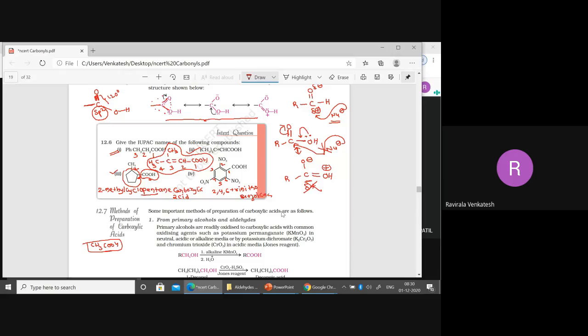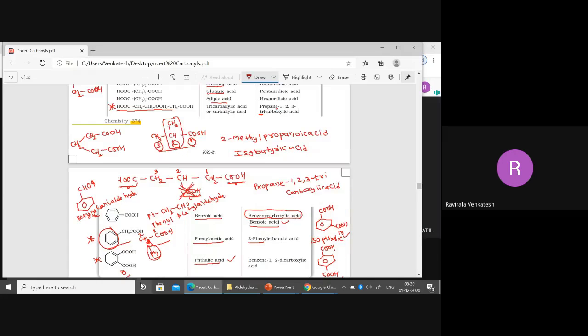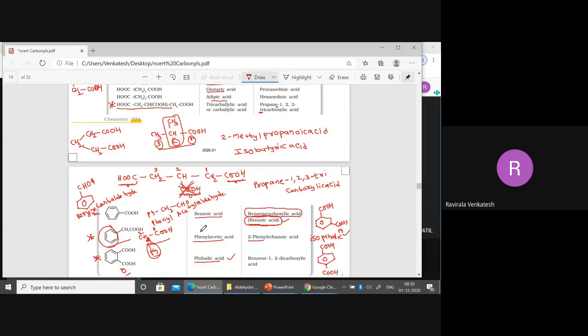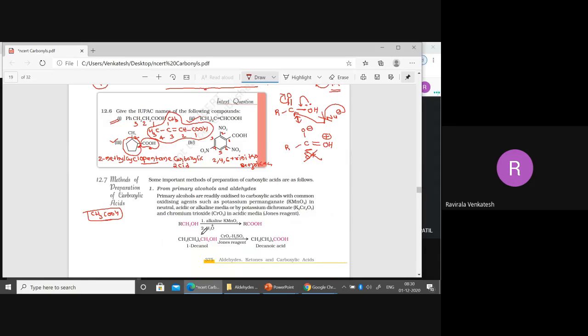Trinitrobenzoic acid. Why? Because just now I told you benzoic acid. This is the benzoic acid, which can be taken as what? IUPAC nomenclature. Benzoic acid. So we can take this one as benzoic acid here, and the remaining is 2,4,6-trinitrobenzoic acid. These are the simple nomenclatures I have taken.